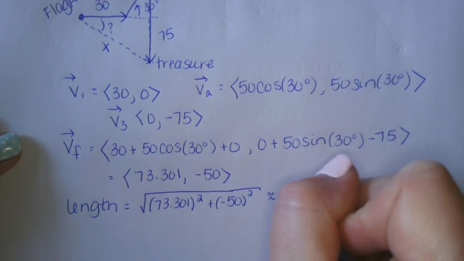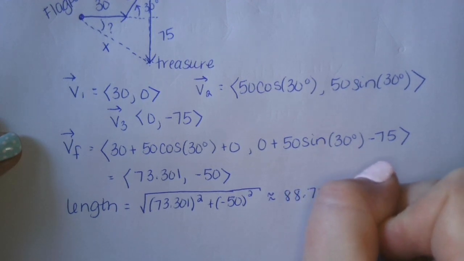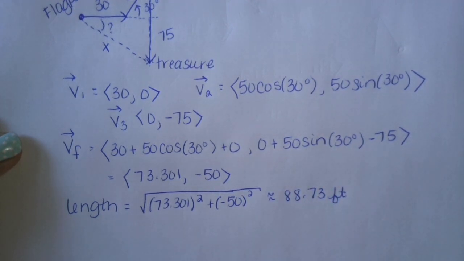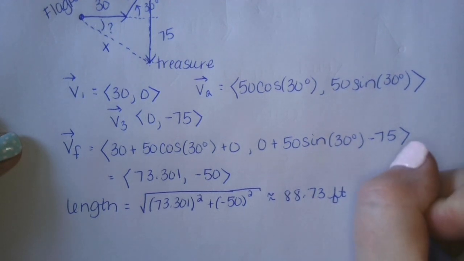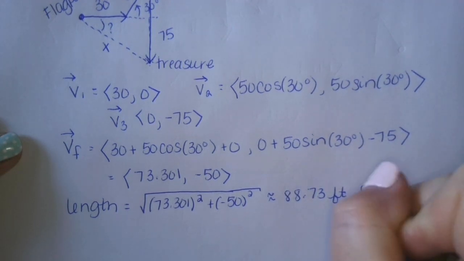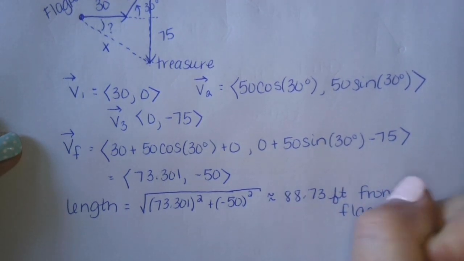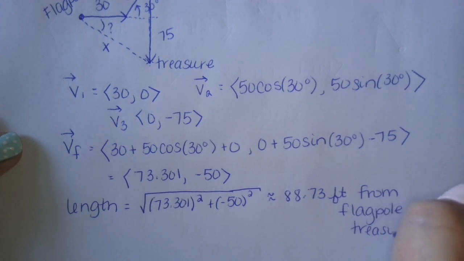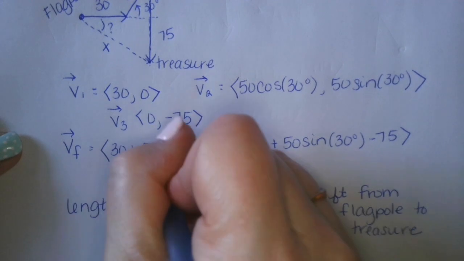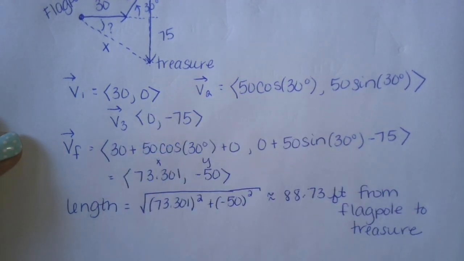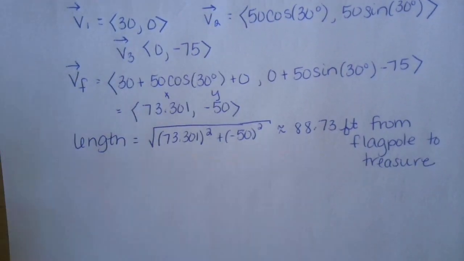And we'll get approximately 88.73 feet. So it's about 88.73 feet from the flagpole to the treasure. But at what angle do we need to go? What angle do we need to go? I know x, I know y. Let's use that tangent again to help us out.